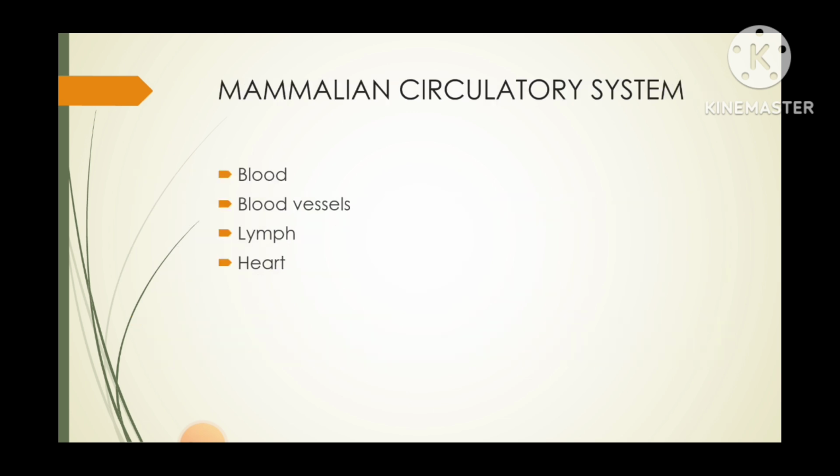So now let me talk on the mammalian circulatory system. It's usually divided into four categories, rather, I'm sorry for that. We have the blood, the blood vessels, the lymph, and the heart.